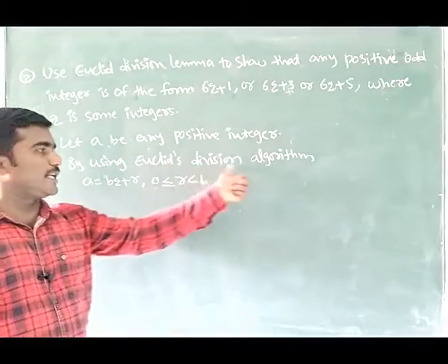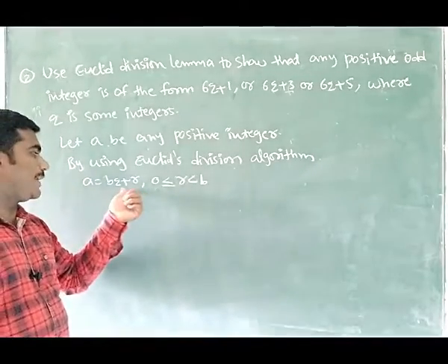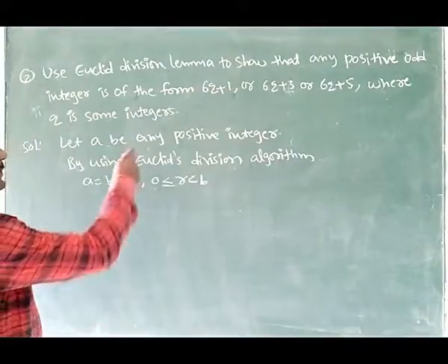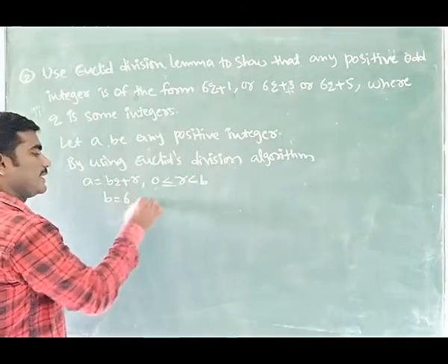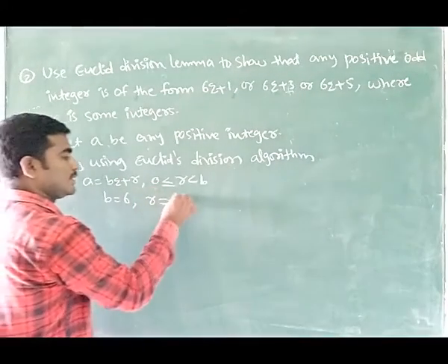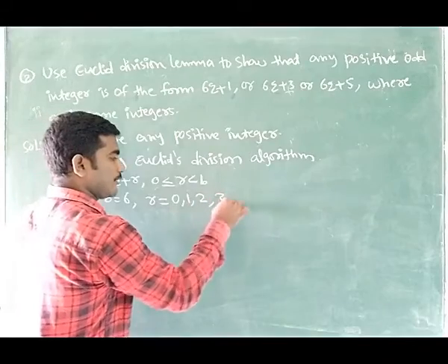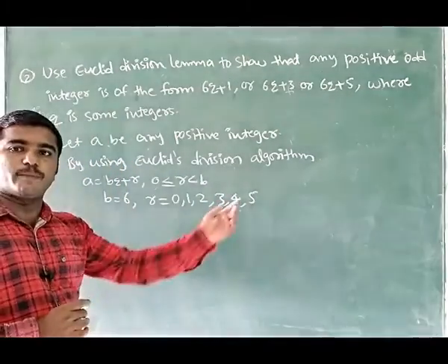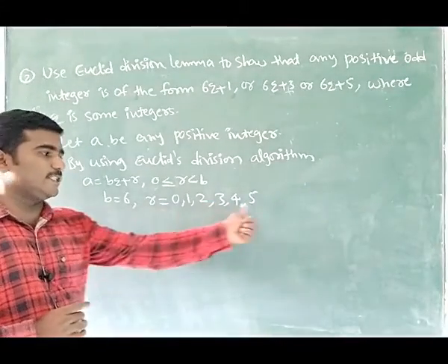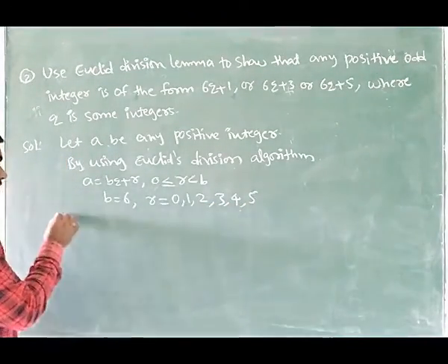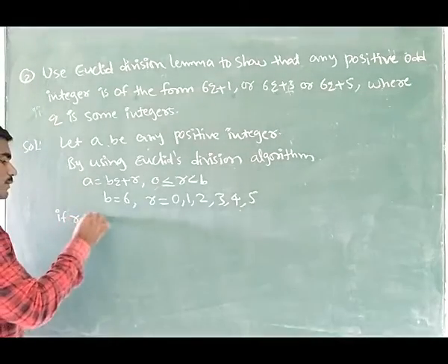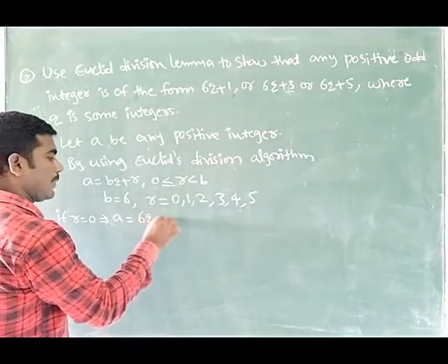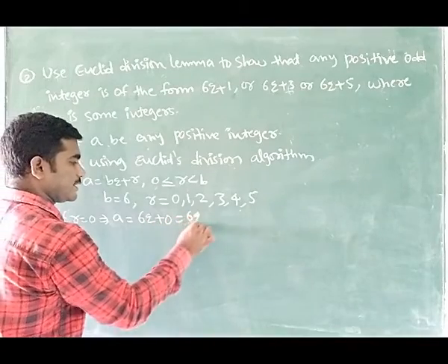By using Euclid division algorithm, the formula is A is equal to BQ plus R, 0 less than or equal to R less than B. So what is the B value here? B is equal to 6. Therefore R is equal to 0, 1, 2, 3, 4, 5. B is equal to 6, so R starts from 0 up to less than 6, so less than 6 means up to 5. Now if R is equal to 0, what is the A value? A is equal to 6q plus 0, nothing but 6q.